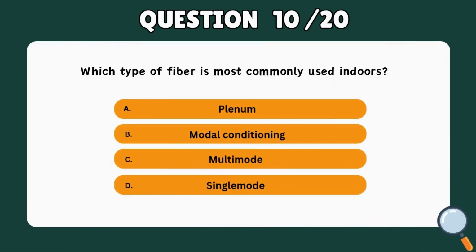Question 10. Which type of fiber is most commonly used indoors? A. Plenum. B. Modal conditioning. C. Multi-mode. D. Single mode.